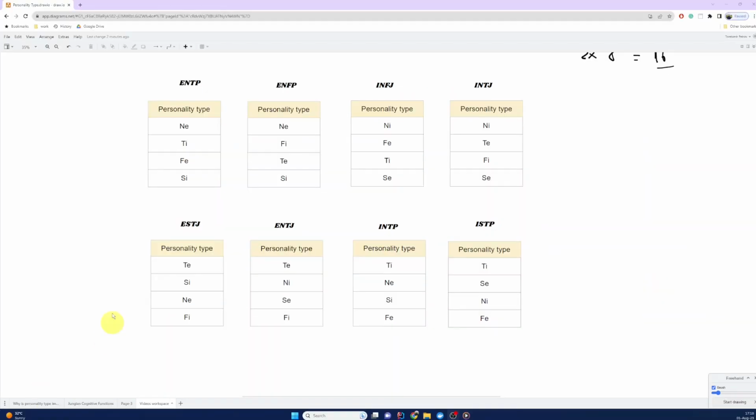And if you're wondering how I knew that this is the NTP and this is the NFP, so how do you convert between the MBTI type and this Jungian cognitive function stack? Well, we'll learn about this in the next video.